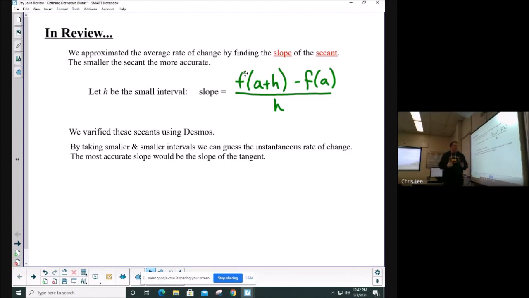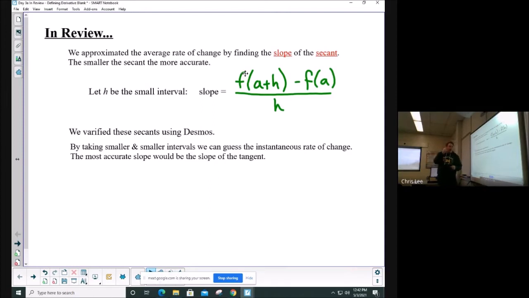And by taking smaller and smaller intervals, we can guess the instantaneous rate of change. We can make a guess at what that instantaneous rate of change is. So secants get us AROCs, average rates of change. Even though they're small, they're still average rates of change. And the smaller we get will allow us to estimate or guess what the instantaneous, the IROC rate of change is at that specific spot.